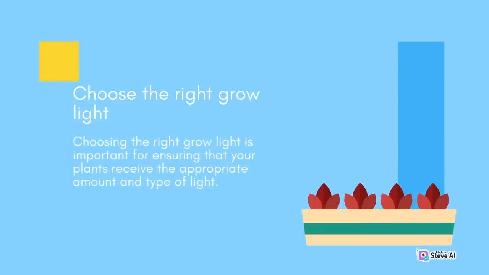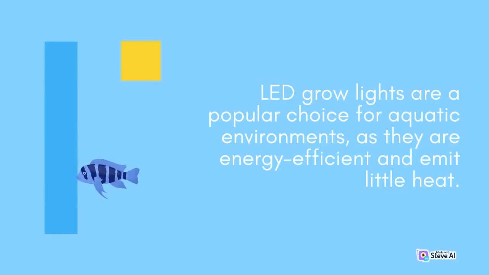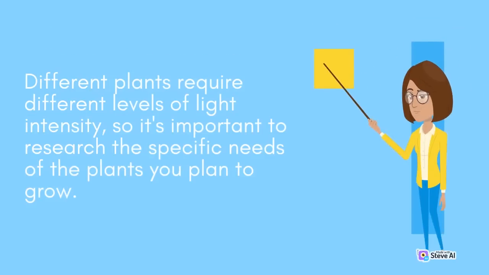Choose the right grow light. Choosing the right grow light is important for ensuring that your plants receive the appropriate amount and type of light. LED grow lights are a popular choice for aquatic environments, as they are energy efficient and emit little heat. Determine the appropriate light intensity. Determining the appropriate light intensity is important for promoting the growth of your plants. Different plants require different levels of light intensity, so it's important to research the specific needs of the plants you plan to grow.